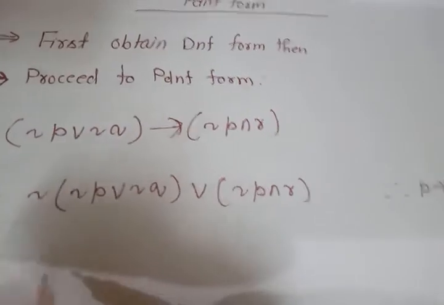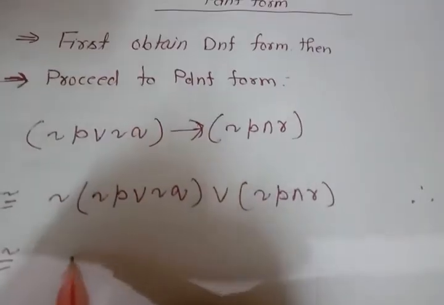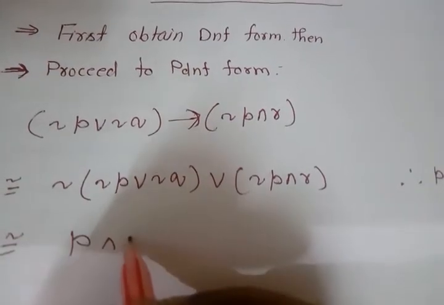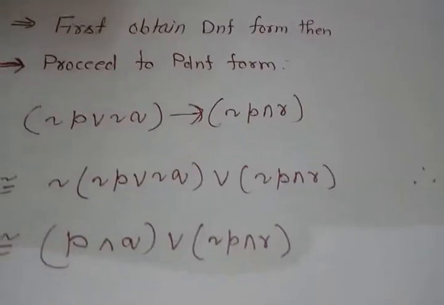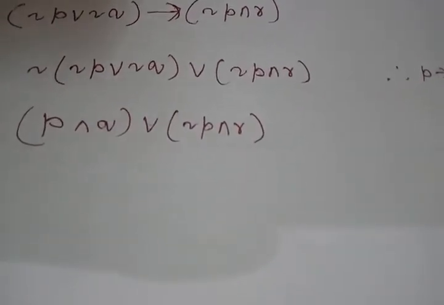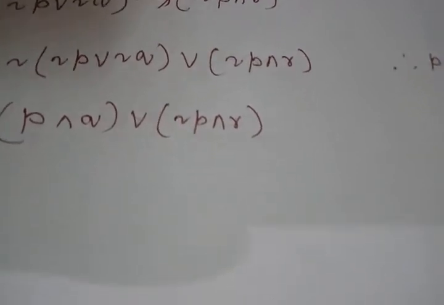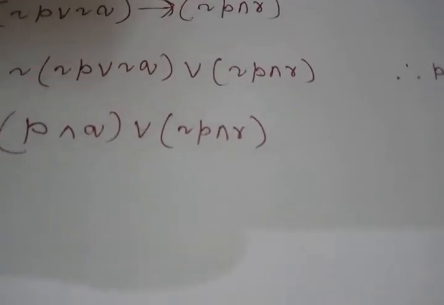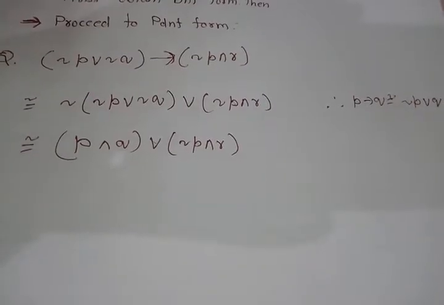Now we will apply De Morgan's law. For the first compound statement, we will obtain P conjunction Q, or negation of P conjunction R. If we recall our previous lecture, both the compound statements are attached to each other by disjunction, and inside the brackets both the propositions are attached with conjunction. So it is our DNF form. Now we will proceed to the second step and obtain its PDNF form.